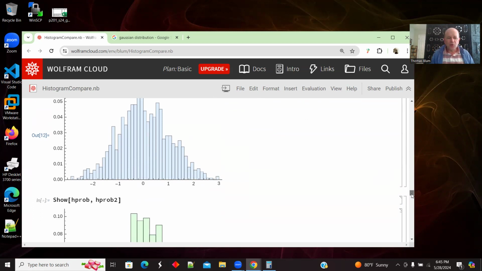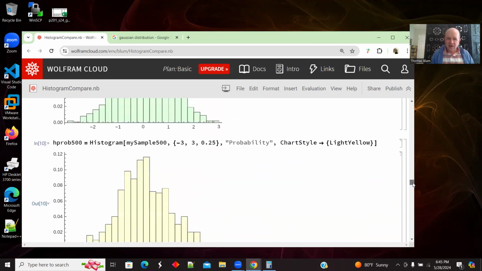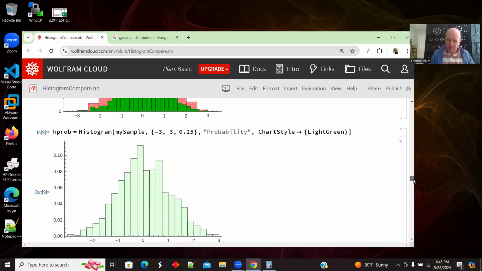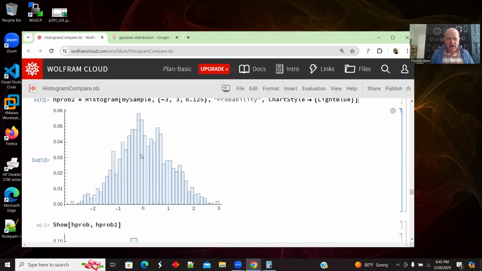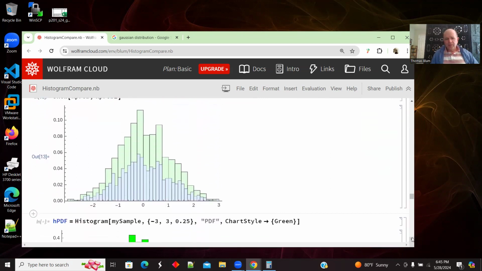And now, hprob was this: 1,000 samples with bins the width of a quarter. And now I've made another one, the same distribution, but the bins are an eighth. And let's put them together. And so this is the same sample, and its probability.